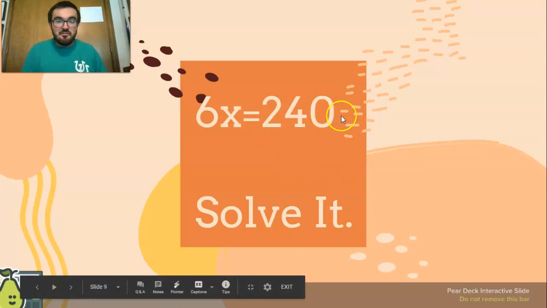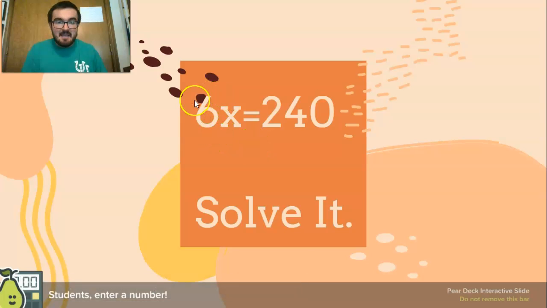Because if he has 240 pages to read, and he has 6 days to read them, if he reads this many pages per day, he'll get to 240. So 6 days multiplied by how many pages he's going to read per day will give him 240.